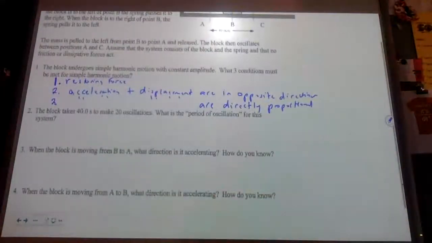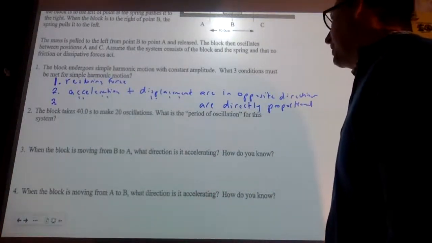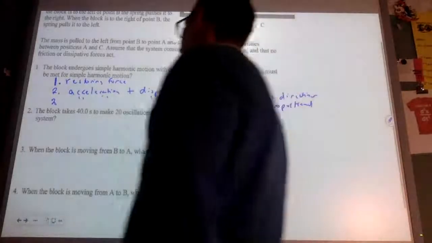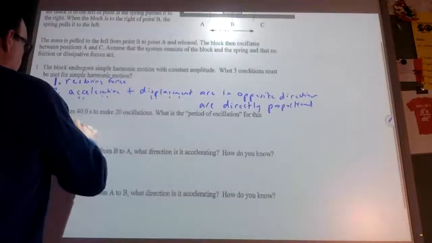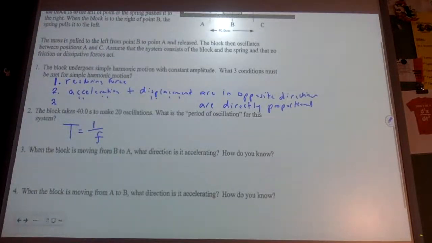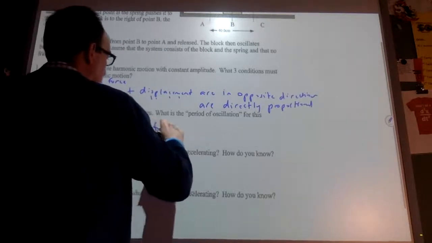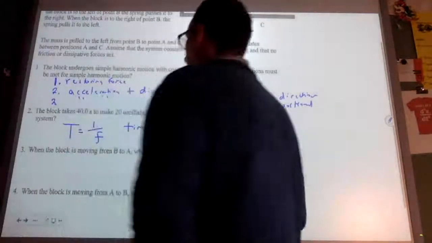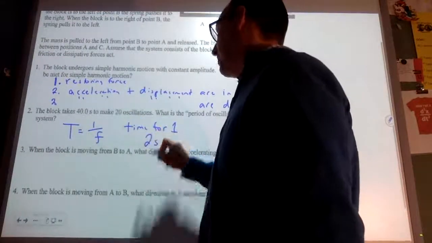The block takes 40 seconds to make 20 oscillations. What is the period of oscillation? So the period is 1 over the frequency, and it's the time for one oscillation. So if 20 happened in 40, it would be 2 seconds.